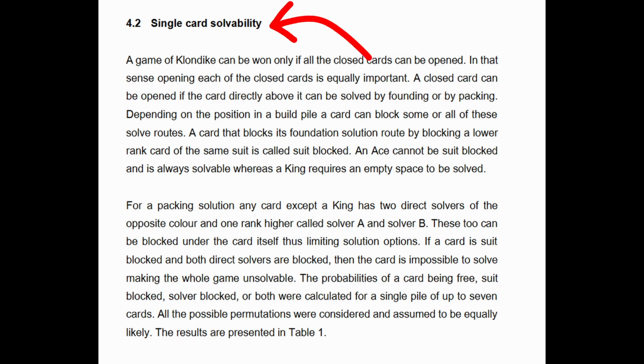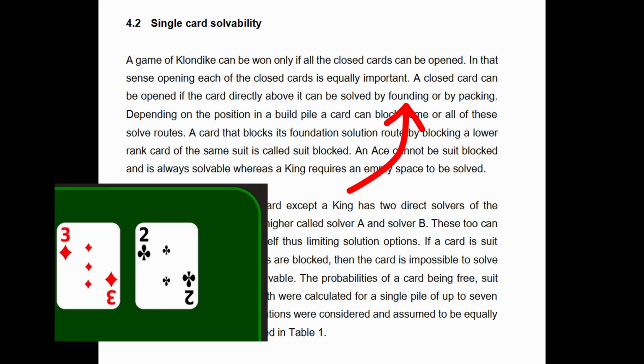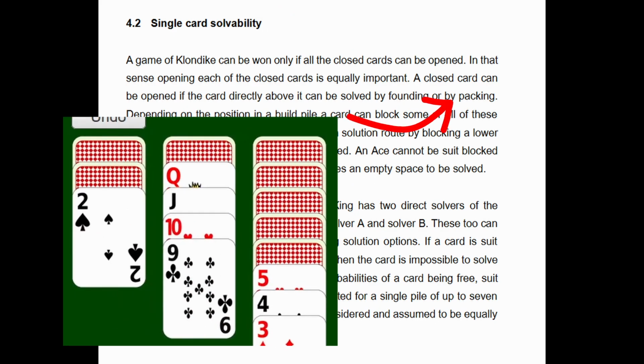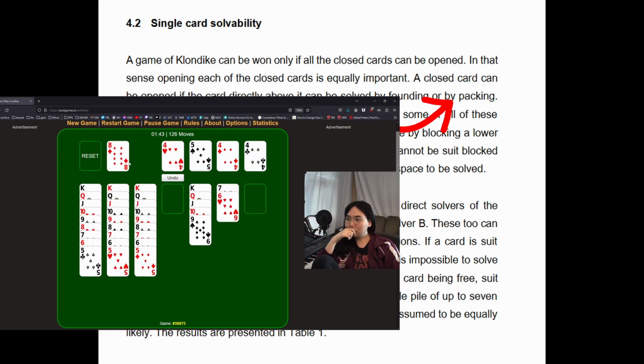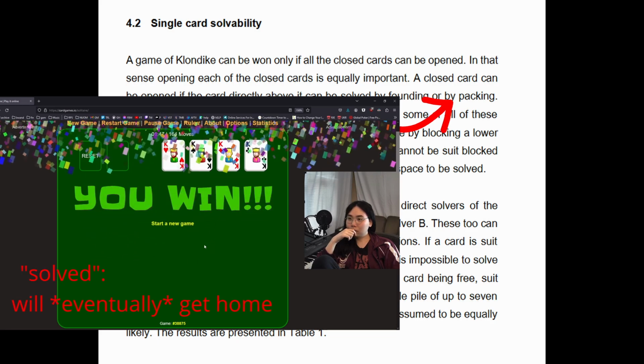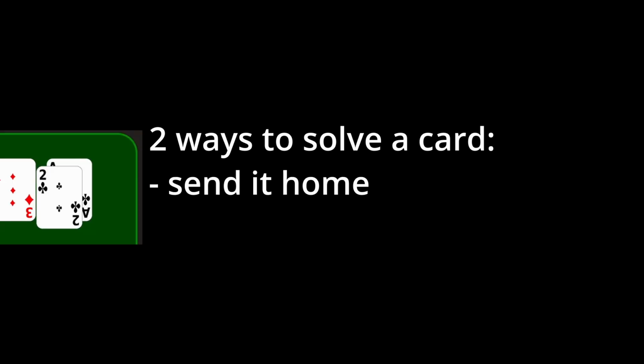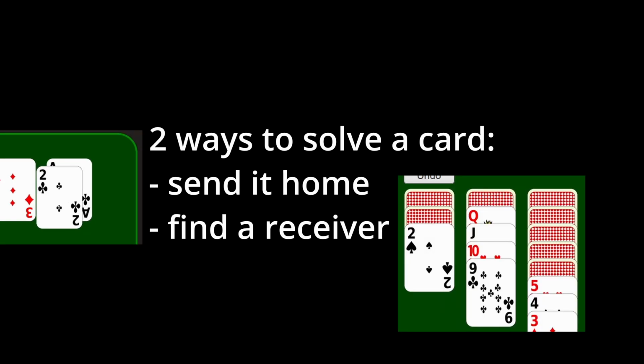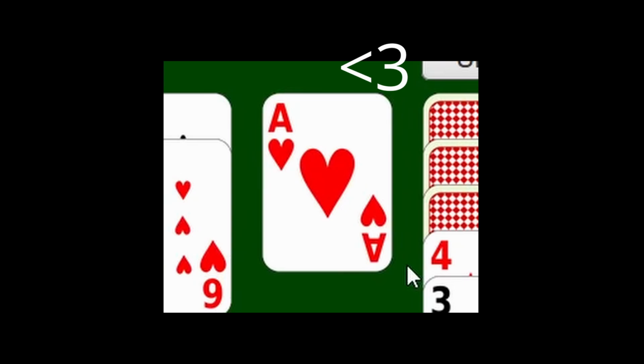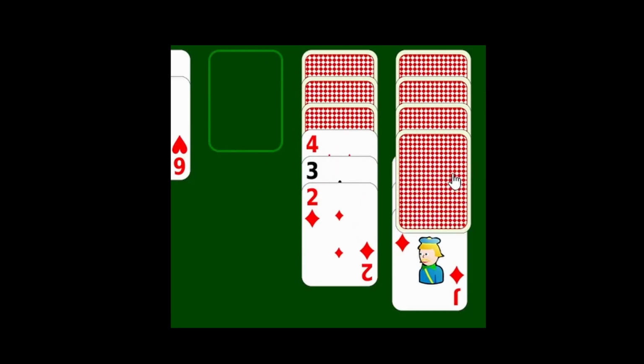To answer this question, we have to introduce the concept of solving a card. This is different from just sending the card home because you can also solve a card by moving it onto a different one. Essentially, this queues up the card to be sent home later, so we can consider it solved in that it will eventually find its way home. This means that there are two ways to solve a card. You can either send it home directly, or you can find one of the two receiving cards where you can store it for later. Aces are always solvable, and kings are a special case that are solved by empty spaces.